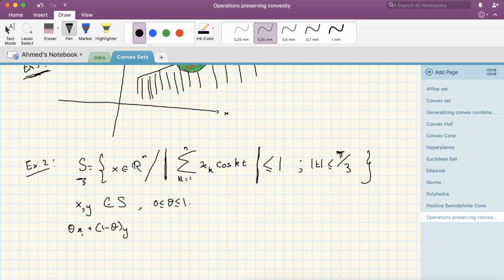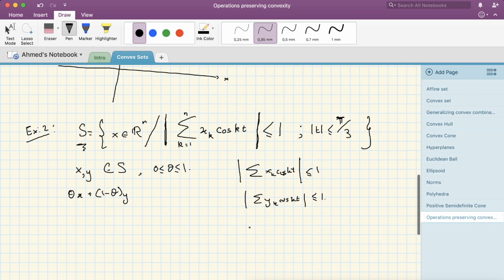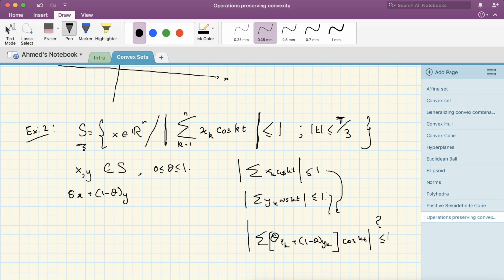As you can see, it's not that easy. So how are you going to go from saying something like the sum of x_k cosine kt less than 1 and the same quantity for y cosine kt less than 1 to something like this? The sum of theta x_k plus 1 minus theta y_k, all multiplied by cosine kt, less than 1. How are you going to go from those two to that? That's the challenge right here.